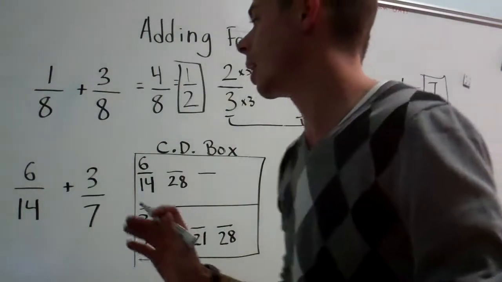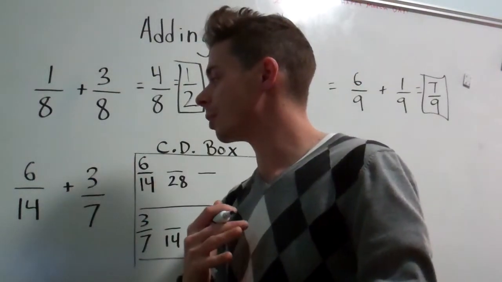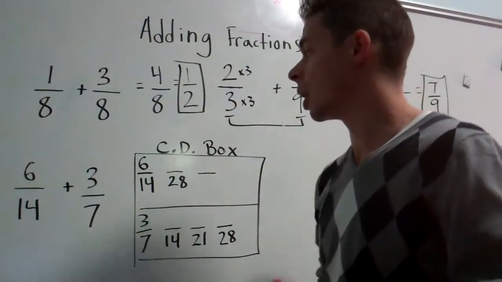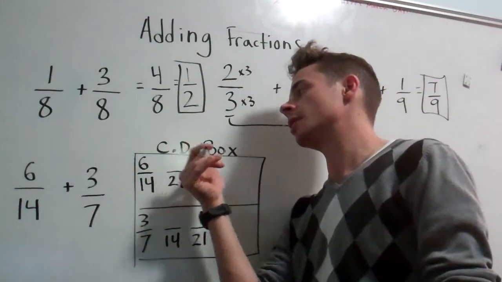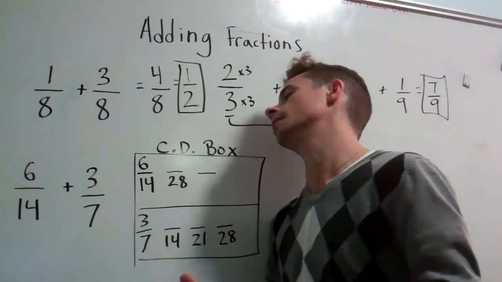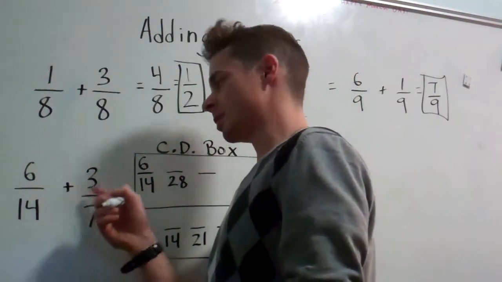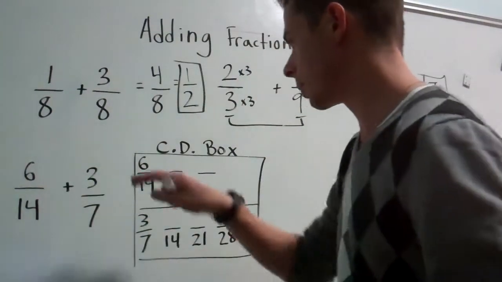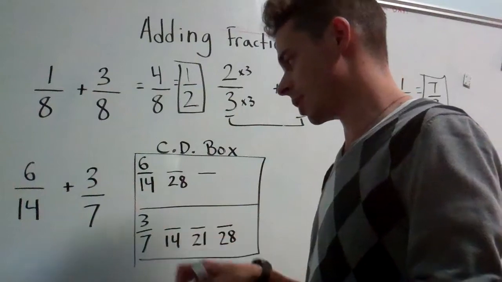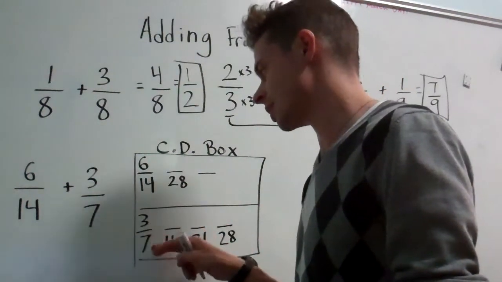The third way, if we don't have numbers that we feel are friendly and we're not really sure what to do with them, we can always make a common denominator box. This will help us find a common denominator. So I have 6/14 plus 3/7. I'm going to draw the box, and then put the first fraction up here and the second fraction down here: 6/14, 3/7.